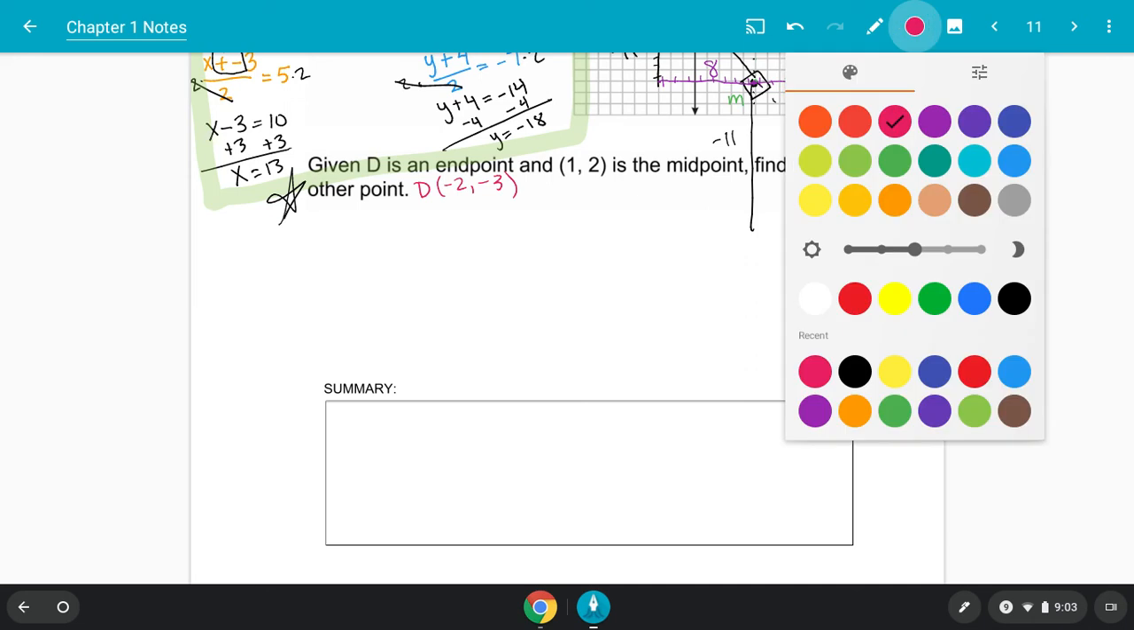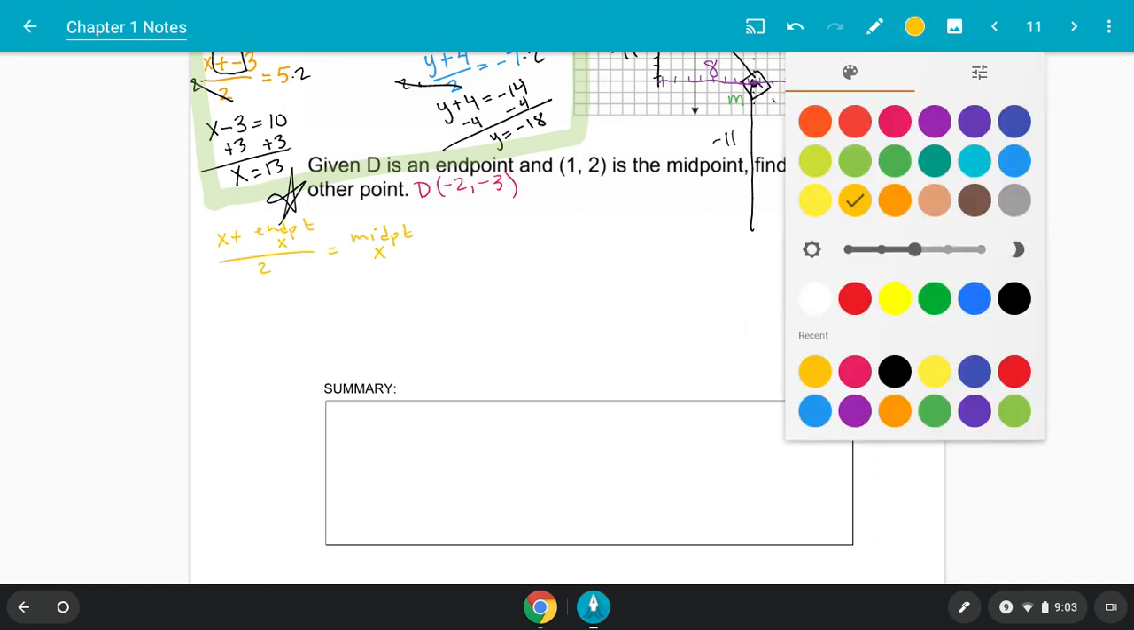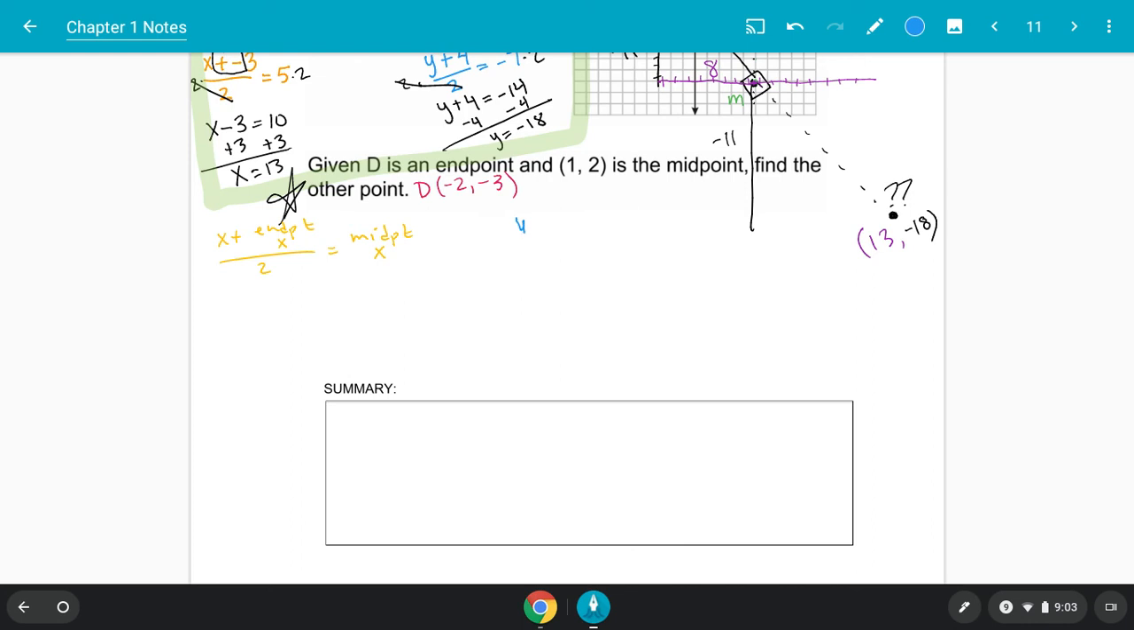Okay, well, we have two options. We can do x plus endpoint x divided by 2 equals midpoint x. And then y plus endpoint y divided by 2 equals midpoint y. And fill those numbers in and solve those. So that's our first option. Why don't we go ahead and do that?